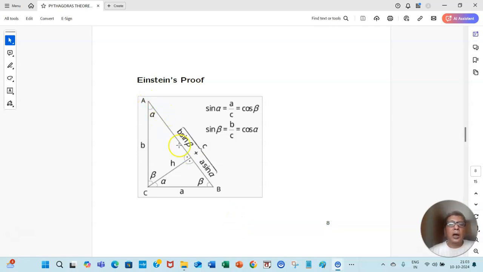Then the length of the hypotenuse c equals b sin beta plus a sin alpha, that is easy to see. And if we replace sin beta by b by c and sin alpha by a by c, we get the statement a squared plus b squared equals c squared. So that's Einstein's interesting proof.